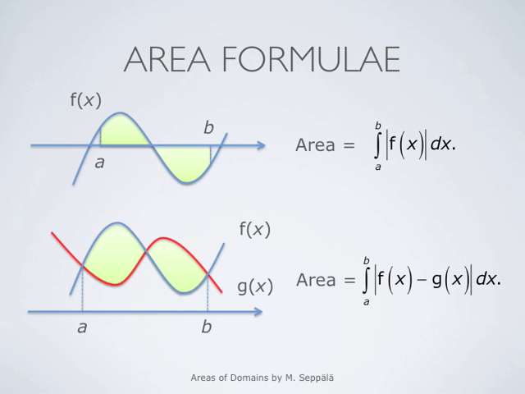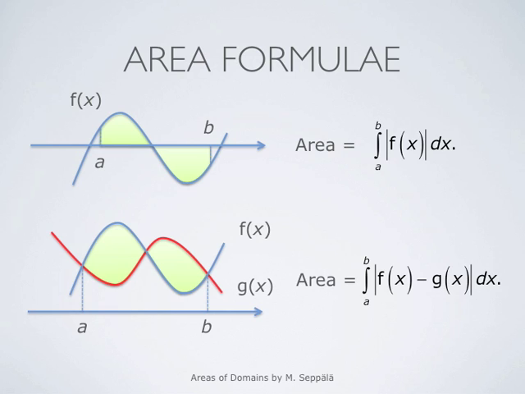A slightly more complicated situation is that we have to compute the area of a domain bounded by graphs of two functions. So here in this example we have graphs of functions f and g, and they bound a domain. The area of this domain is the integral from a to b of the absolute value of f of x minus g of x dx.